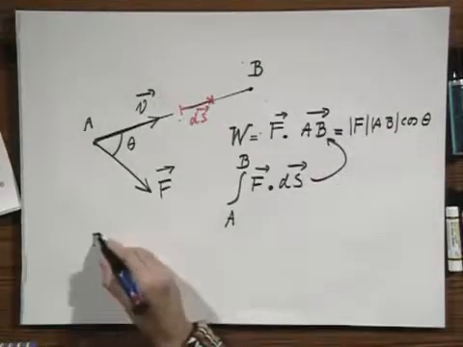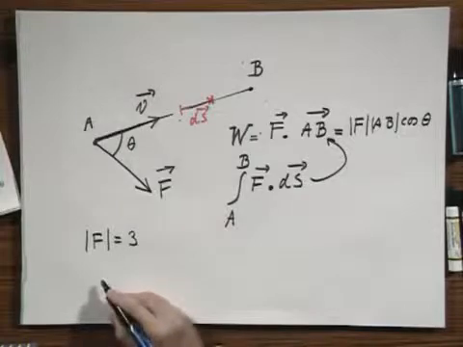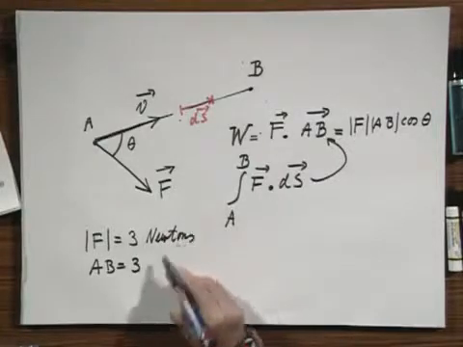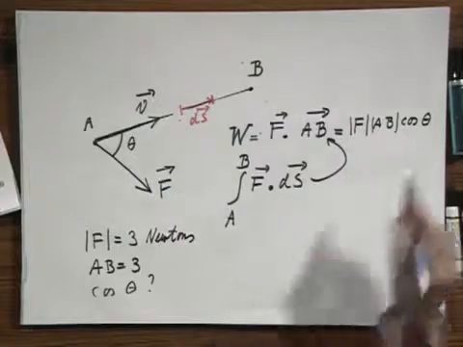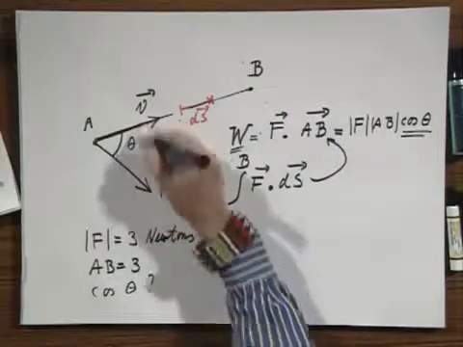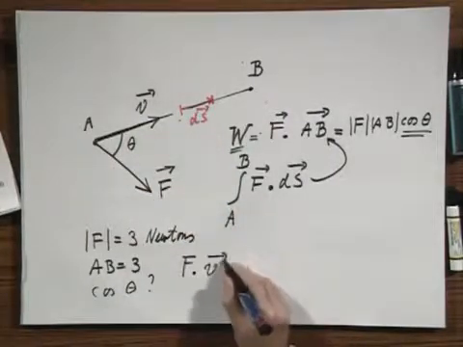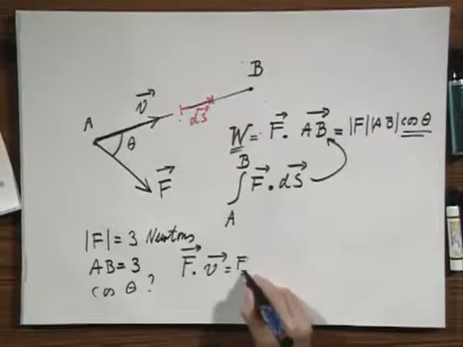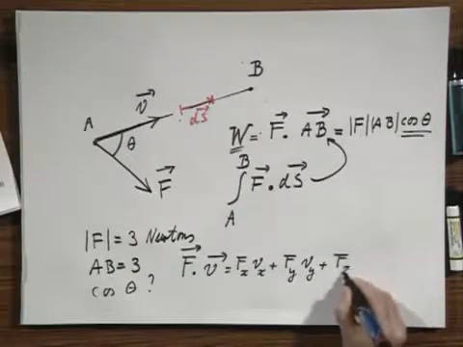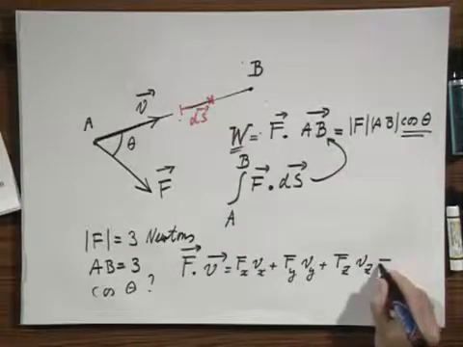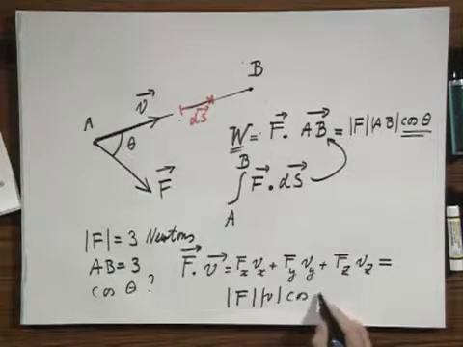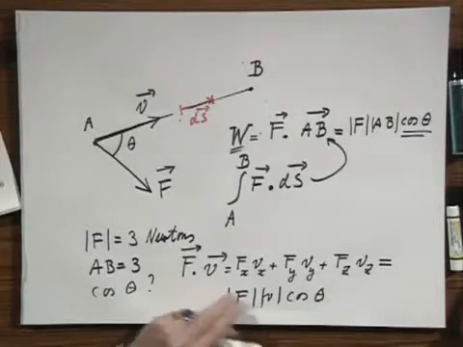Now I know F, the magnitude of F, equals 3 newtons. You can easily calculate that. I know that AB is 3 meters. This is 3 newtons. So now the question is, what is the cosine of theta? If I have the cosine of theta, then I can calculate the amount of work done by this force. Well, F dot V, the dot product between F and V, equals Fx Vx plus Fy Vy plus Fz Vz, and that equals the magnitude of F, the magnitude of V, times the cosine of theta. And this allows you immediately to calculate cosine theta.